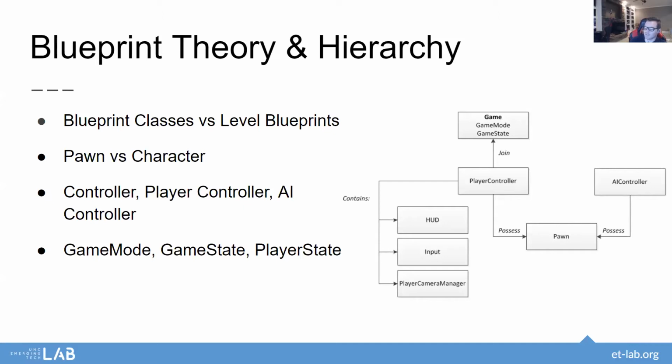Now, a pawn is something that can be possessed by either the player controller or an AI controller. And different controllers are essentially what allow an actor to gain input from something else, whether that is the player using your keyboard or your mouse to allow your character to move, or an AI system giving the ability to move to some sort of NPC character.